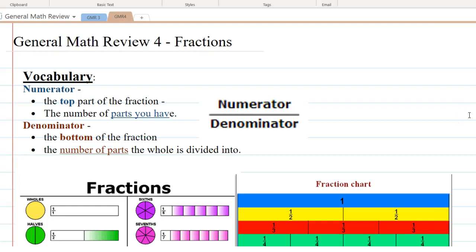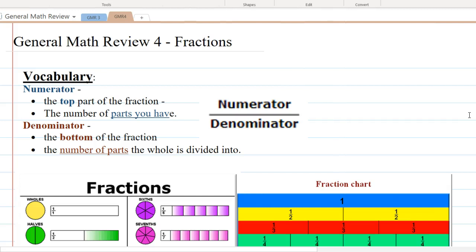Today we're going to take a look at fractions. The numerator is the top part of the fraction. It's the number of parts that you have. The denominator is the bottom of the fraction. It's the number of parts the whole is divided into.